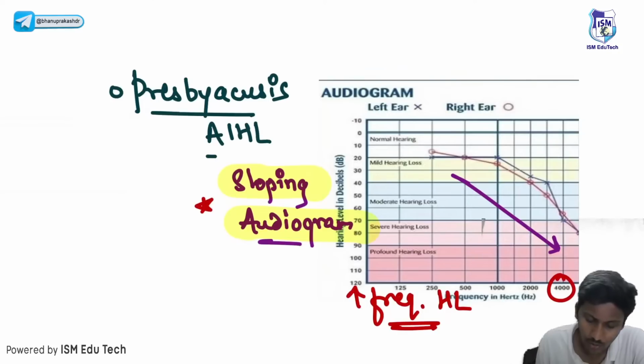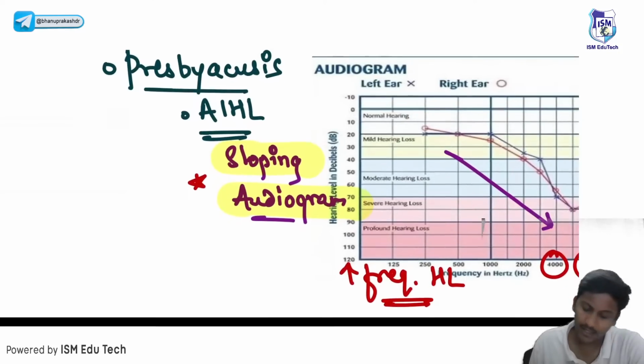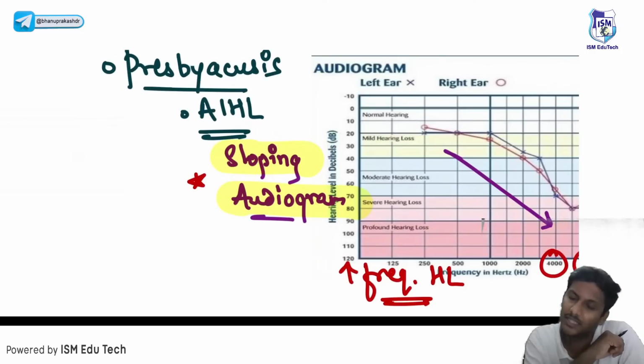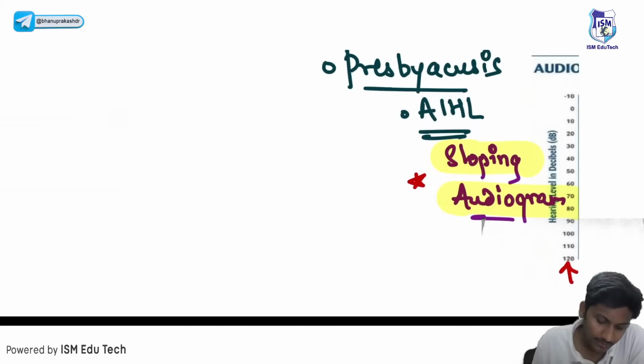So age-induced hearing loss is known as presbyacusis, and in that condition we get a sloping audiogram where there is a high frequency hearing loss in early stages. Treatment is again a hearing aid. Important is they have asked you about this.